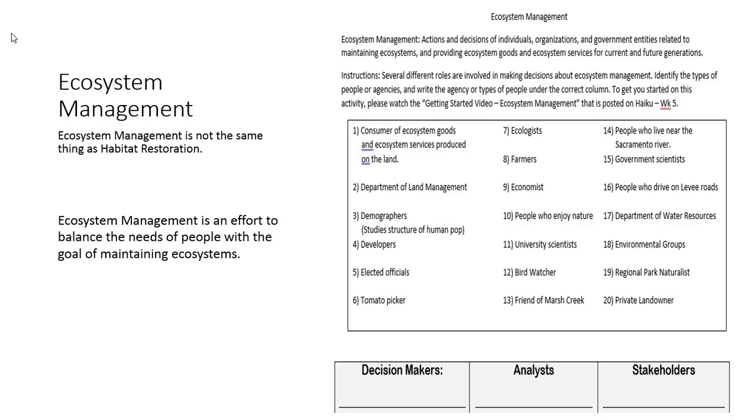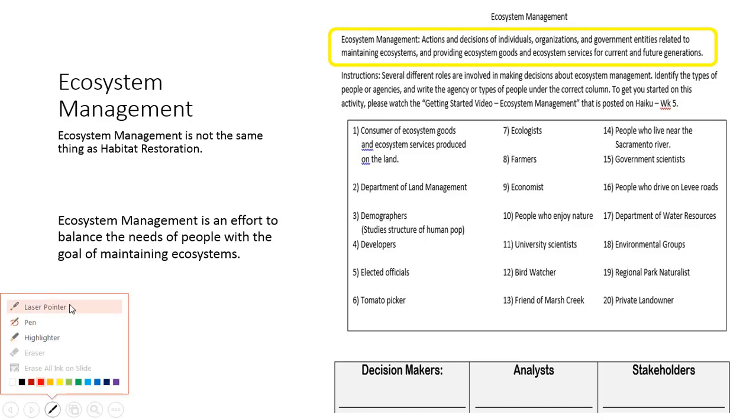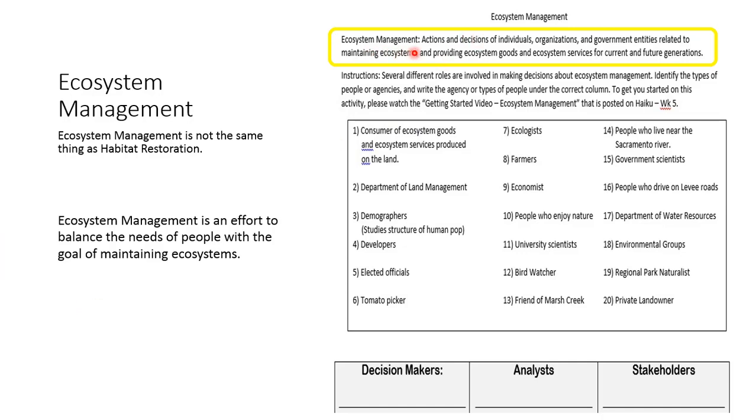So ecosystem management, definition of it, let me get my laser pointer so we can read. Ecosystem management: actions and decisions of individuals, organizations, and government entities related to maintaining ecosystems. So we're looking at maintaining an ecosystem based on decisions of individuals, organizations, and government entities. We maintain these ecosystems, providing ecosystem goods and ecosystem services for current and future generations. Ecosystem management is not the same as habitat restoration.